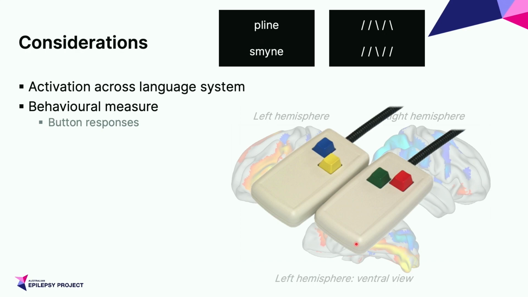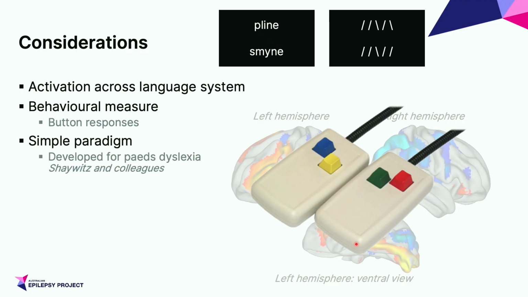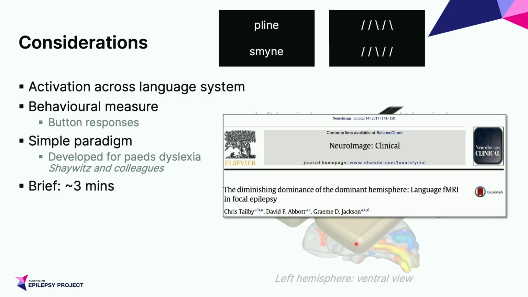Another reason is with this paradigm, you get a behavioural measure, so you've got an index of how people are going in when they're trying to perform this task. So how well do they understand what they're doing? It's also a relatively simple paradigm. It's easy to explain to people, it's easy to understand, and there's a minimal level of language function that's required. So it's well suited to the kind of cohort that we're working with. It's also brief. We've shown in previous work that you can generate reliable language activation maps with as little as 3 minutes of data, which is one of our key limiting factors.